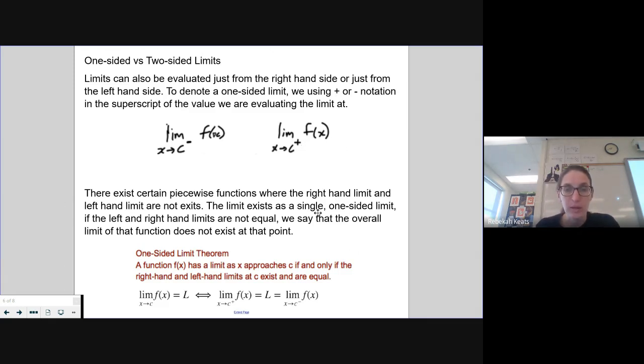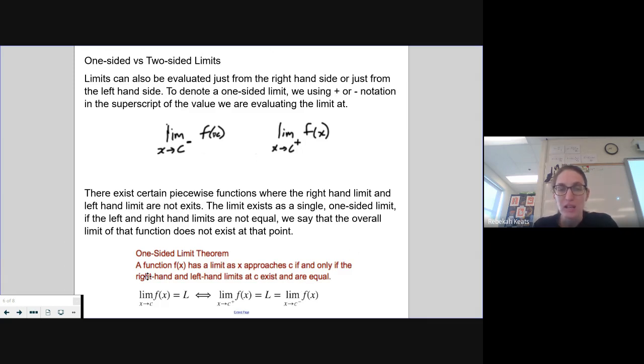We do have certain piecewise functions, where you have a graph with multiple pieces, where a right-hand limit and a left-hand limit may exist or may not exist. You might have one where a right-hand limit exists, but because the graph stops there, the left-hand limit doesn't exist. You may have ones where both the left-hand and right-hand limits exist, but if they don't equal each other, then the overall limit at that point doesn't exist.